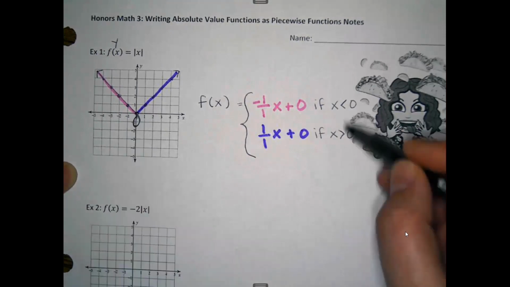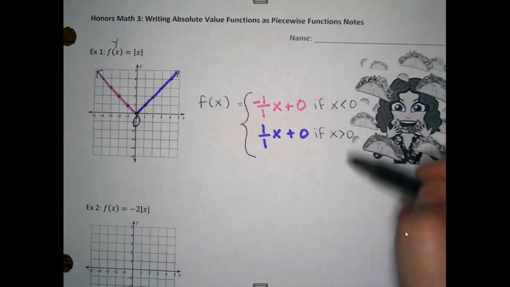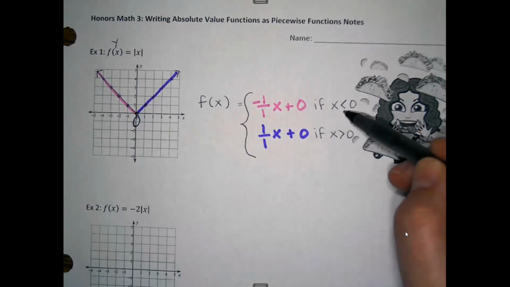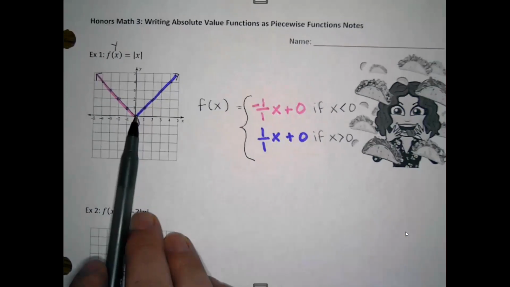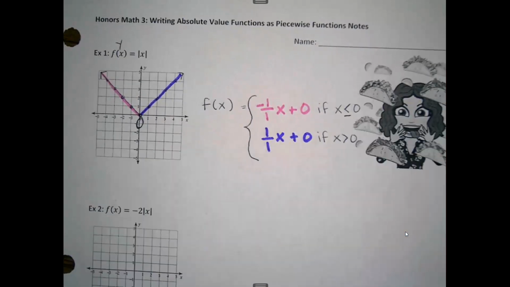So for one of these, I'm going to say that I should have x equaling 0. There should be an equal. Because if you were to look here and say, well, is 0 included on the pink or the purple? Well, technically neither, because 0 is just smack dab in the middle. So I'm just going to include it on the left side this time, but maybe next time I'll include the middle on the right side. It doesn't really matter.